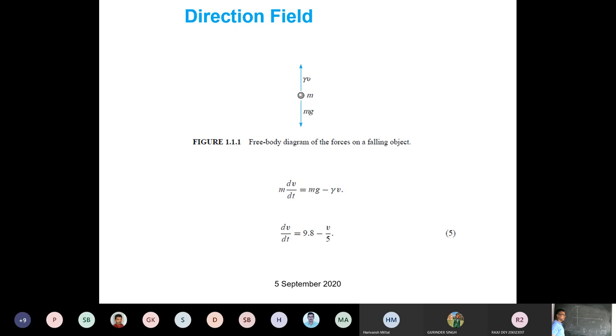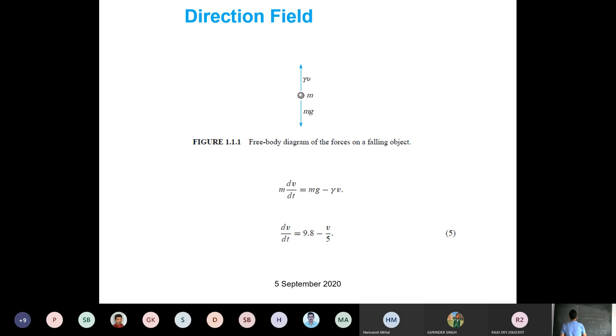Is it okay? See, for an increasing function, the slope is going to be positive, right? So this concept is called run and rise. If I am thinking about a decreasing function, the slope is going to be negative, so then it is going to be run and fall. Is it okay to everybody? Now is it clear? Fine?